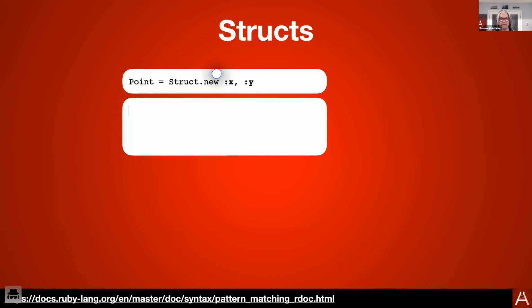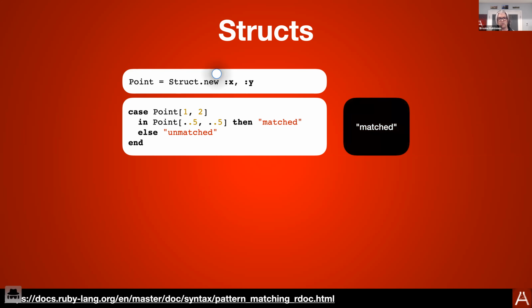But let's walk through this together and show what happens here. So in this situation, we have a case and the point is just two elements, 1 and 2. In this case, it's a match, right? Because the evaluation that we're doing on point here is against the pattern of point, and then I'm just doing a beginless array of 5 and 5. And so that totally matches. Now, the reason we get away with that is because we're dealing with the same type.